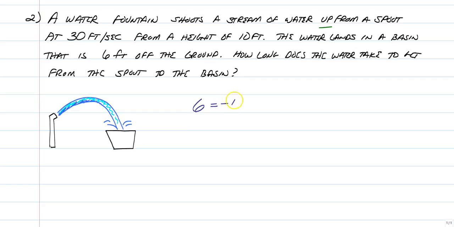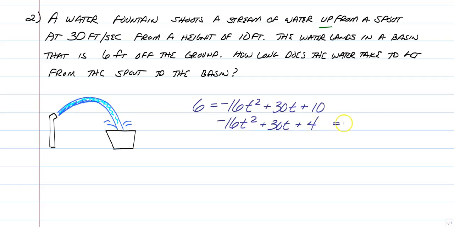That's equal to our negative 16 t squared plus our initial velocity. Our initial velocity is going up at 30 feet per second. So we have plus 30t plus our initial height. Now this said our initial height was 10 feet off the ground. So it's plus 10. And now we have to solve this. So since we're working with a quadratic, it would be easier if you were to subtract 6 over to the other side, and that would give us a negative 16 t squared plus 30t plus 4.